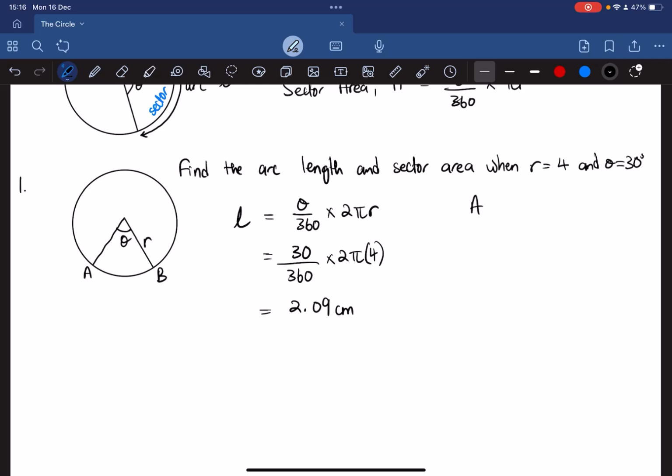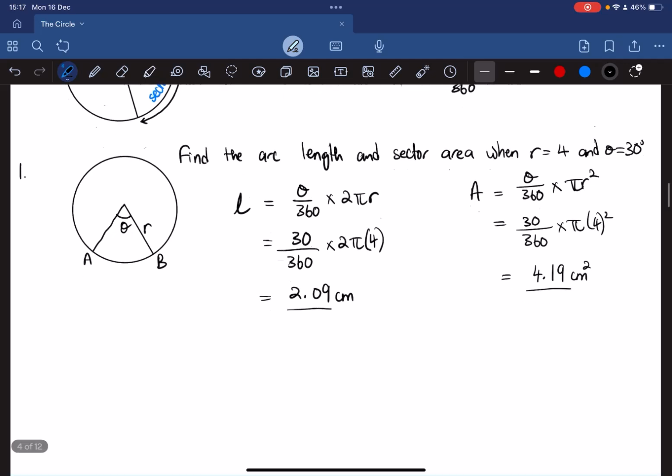To get the sector area, we say theta over 360 times pi r squared. Our theta is 30 over 360 times pi, and our r is 4 squared. Hence, our answer would be 4.19 square centimeters, and this is correct to 2 decimal places.